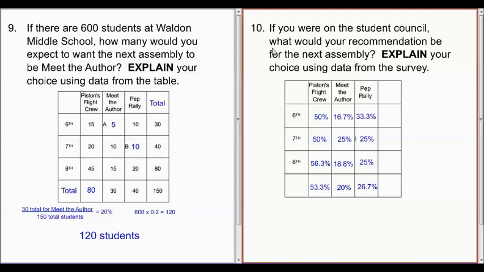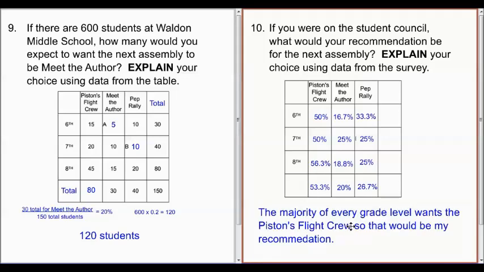If you were on the student council, what would your recommendation be for the next assembly? We're supposed to explain it using this data. Well, I did these percentages. 50% of students in 6th grade want Pistons flight crew, 70% in 7th grade want Pistons flight crew, and 56.3% in 8th grade want Pistons flight crew. It seems like overwhelmingly the majority of every grade level wants Pistons flight crew, so that would probably be a good recommendation.